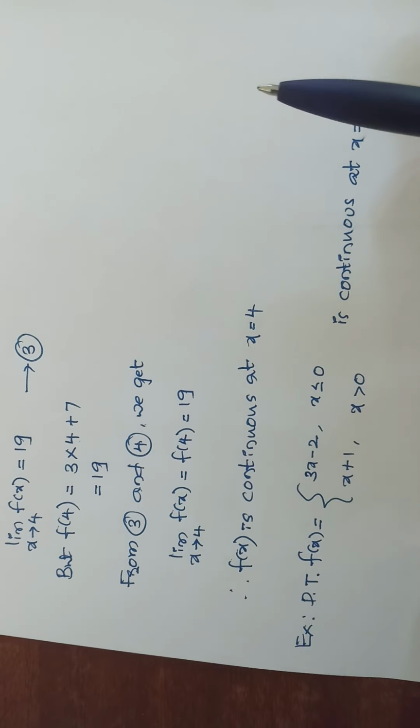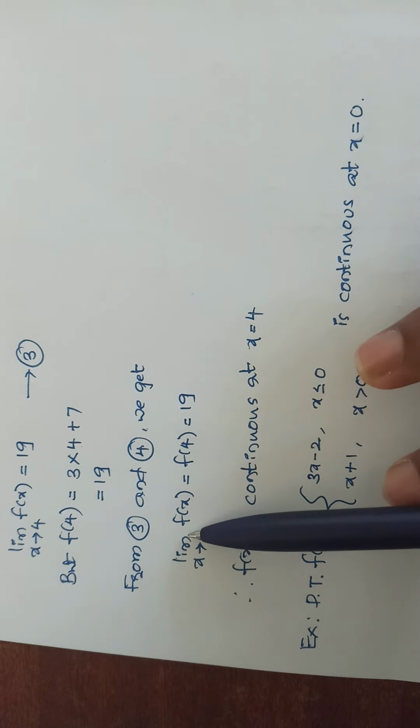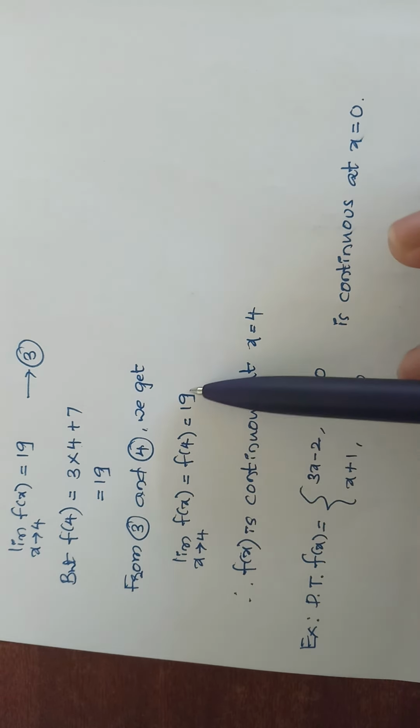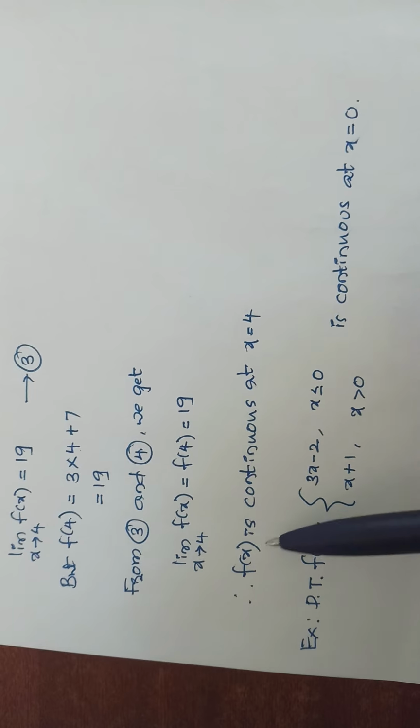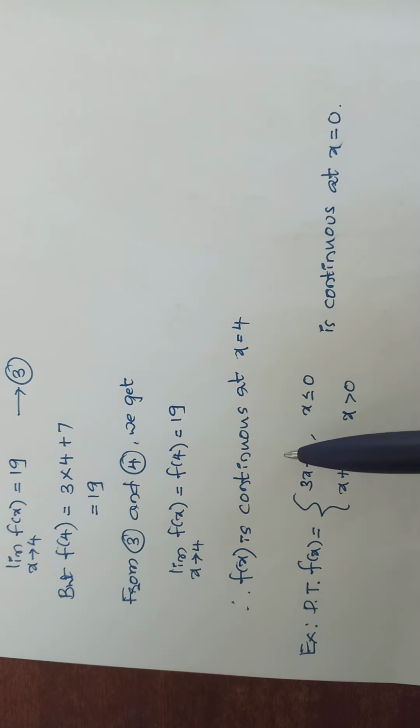So therefore here your left hand limit, right hand limit and value of the function are equal. So therefore I can write here limit x tends to 4, f of x is equal to f of 4 is equal to 19. So therefore the function f of x is continuous at x is equal to 4. So this is the solution of the above example.